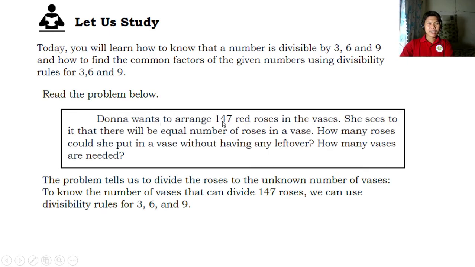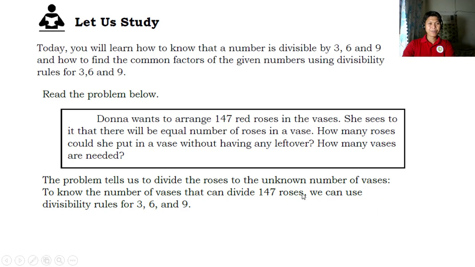Donna wants to arrange 147 red roses in the vases. She sees to it that there will be equal number of roses in a vase. How many roses could she put in the vase without having any left over? How many vases are needed? So, this is a problem. Kagaya nito, kung titingnan natin, napakahirap tingnan. Pero yan ay problem involving divisibility rules lang.